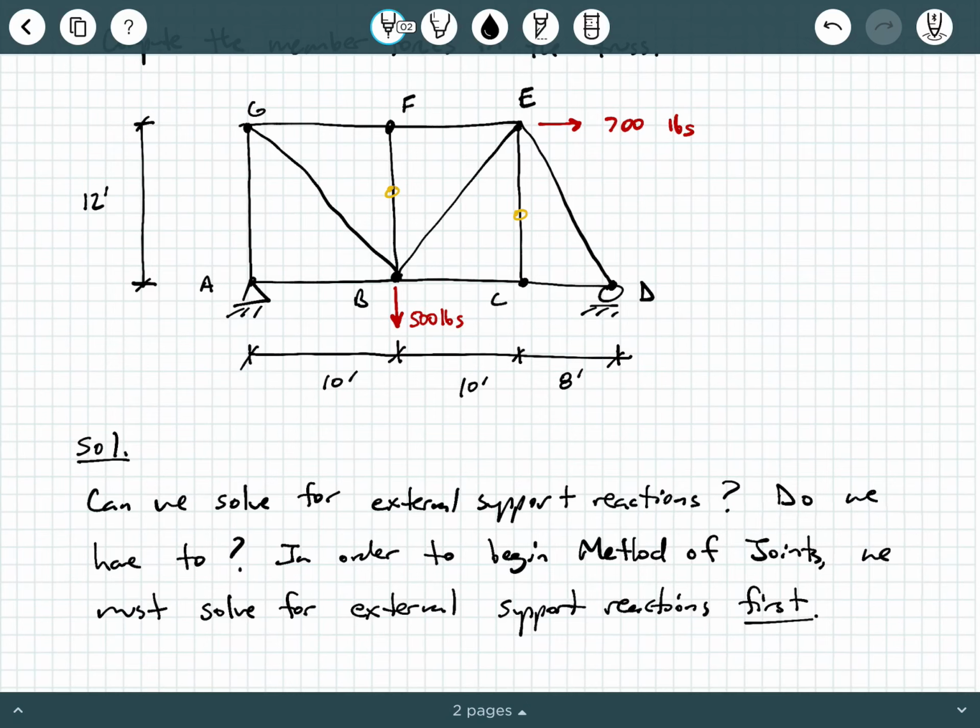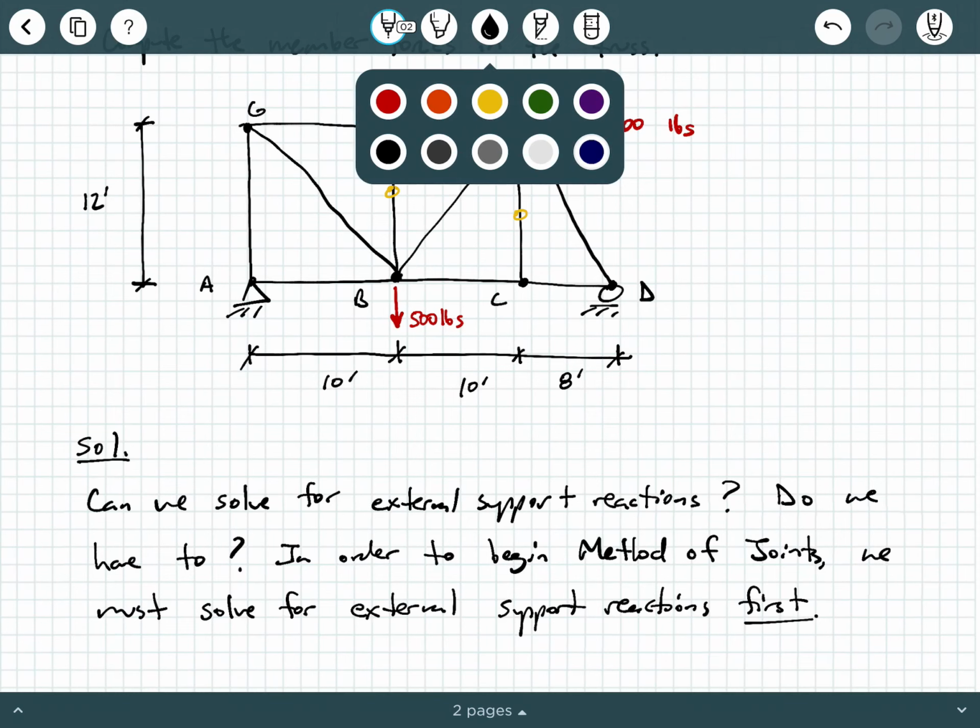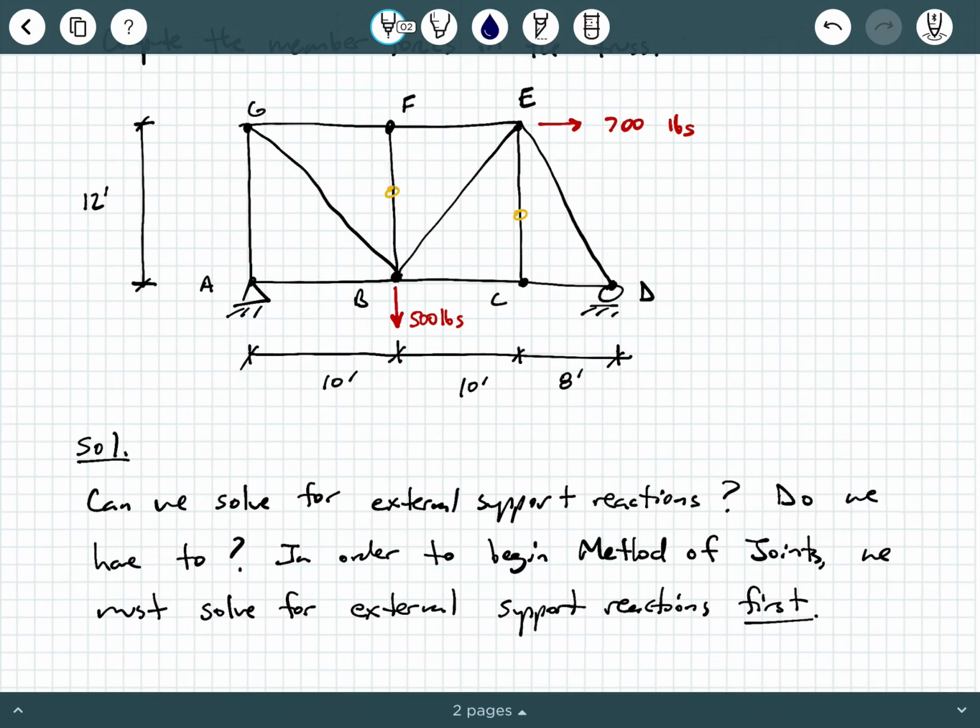So here's what I'm going to do. In order to save a little bit of time in this video, I'm just going to sketch my external support reactions on the original figure instead of redrawing the entire figure with a new free body diagram. In your homework, I do want you to do that, but to keep this video at a manageable time, we're going to do it this way. So we have AY and we have an AX here. And then over here we have a DY. And there we go. Those are our three unknowns.